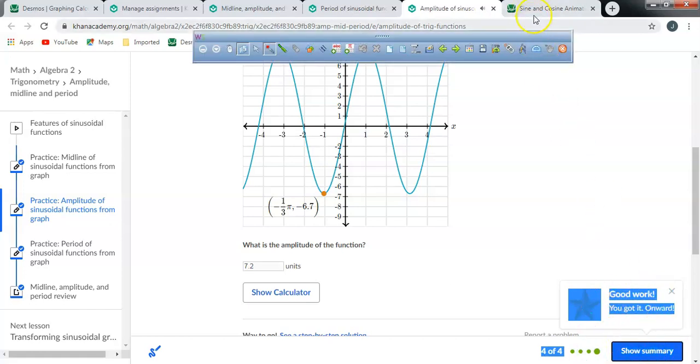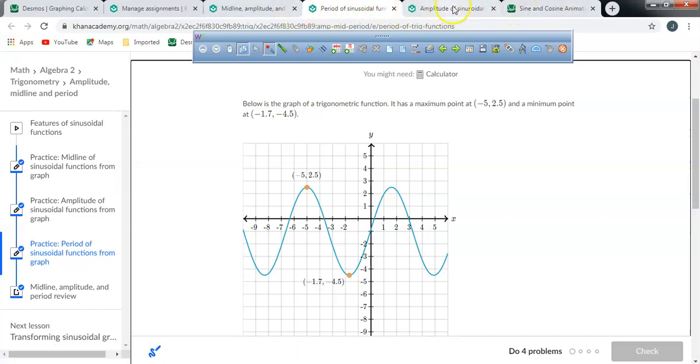All right. So we just talked about midline and amplitude. So we're going to be talking about the period. Let's talk about that tomorrow.